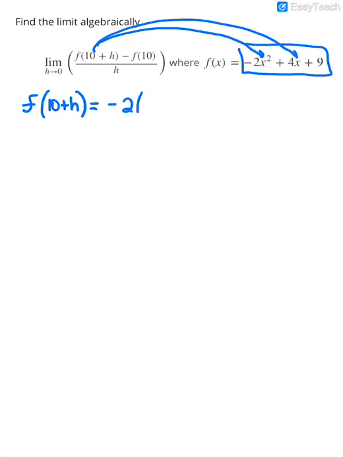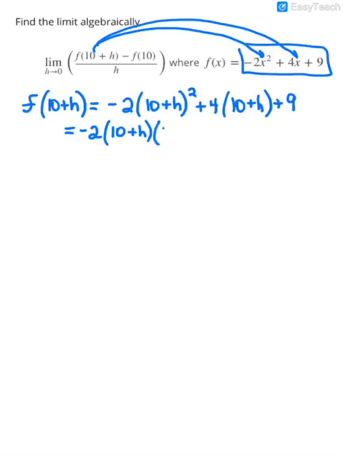So I've got a -2 times 10 plus h squared plus a 4 times 10 plus h, and then plus a 9. Now feel free to pause the video if you need to. I'm just going to work through the algebraic part of this, so pause it if you need to, just to kind of focus on where I'm getting things from. So 10 plus h squared, remember that's going to mean 10 plus h times 10 plus h. So I'm going to go ahead and write it out like that, just to make sure that I don't make any errors when I'm trying to FOIL it.